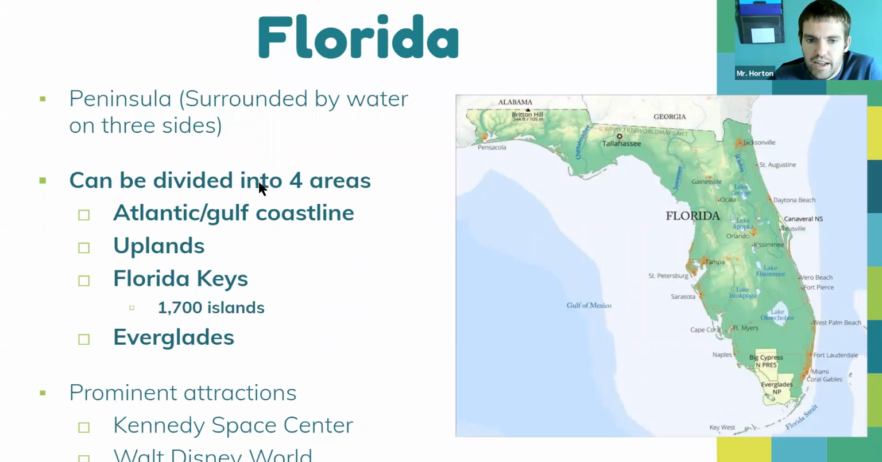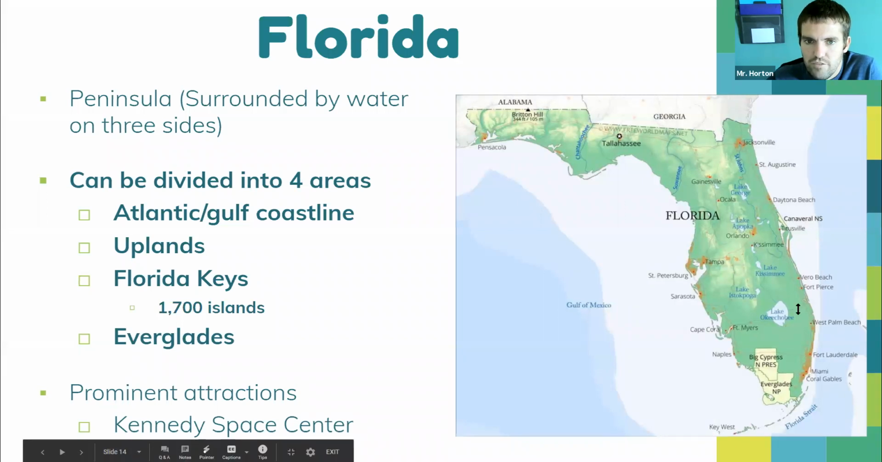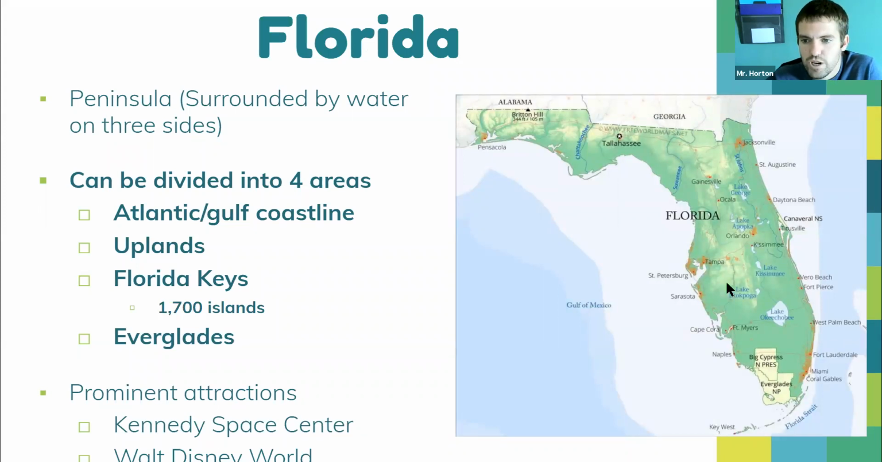Florida can also be divided into four regions. You have the coastline of the Atlantic and the Gulf of Mexico. You have the uplands, which are lands near the states of Georgia and Alabama, the northern part of the state. You have the Florida Keys, a group of islands at the bottom of the map. And then you have the Everglades, kind of in the middle, which tends to be swampland. That's where a lot of our crocodiles and alligators hang out.